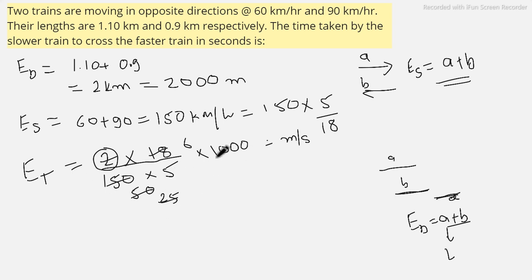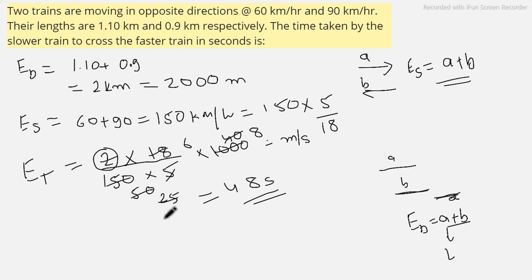Now this is 25 into 4, this is coming 5 into 8, that is 48, and this will be in seconds. So the answer will be 48 seconds.